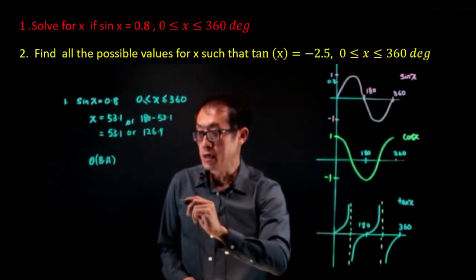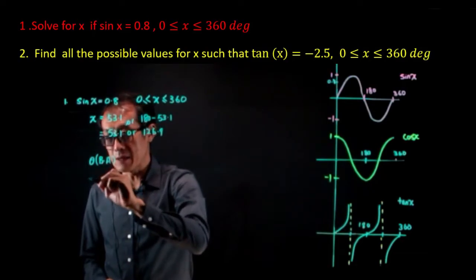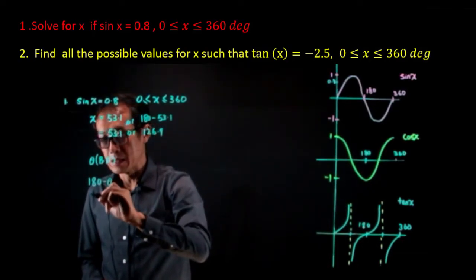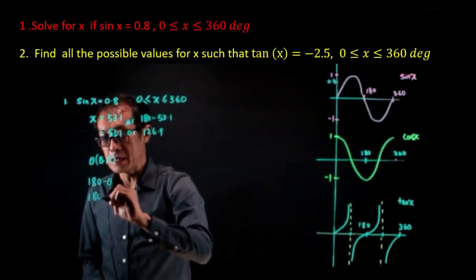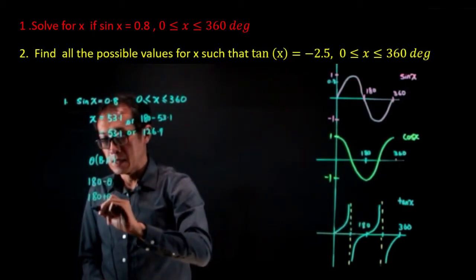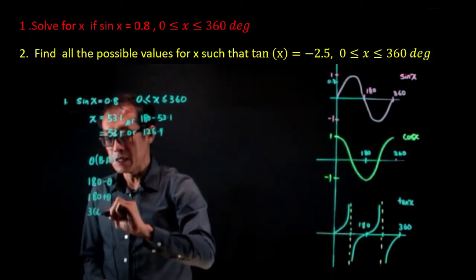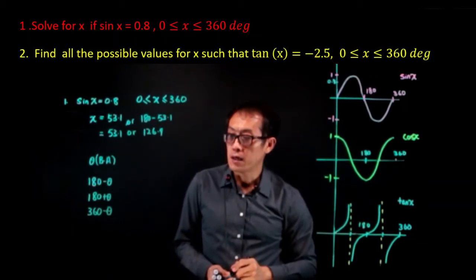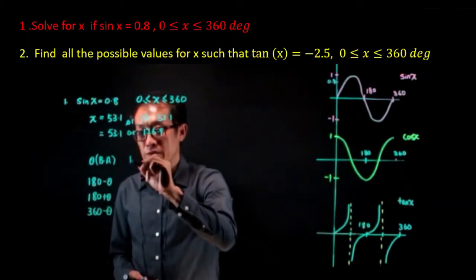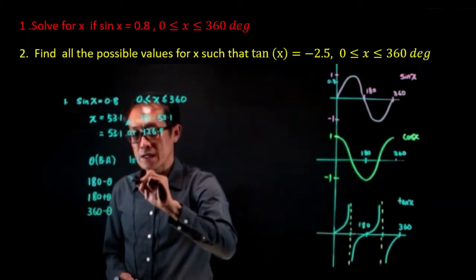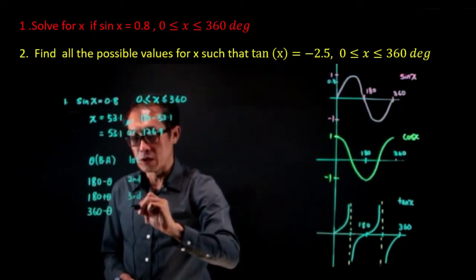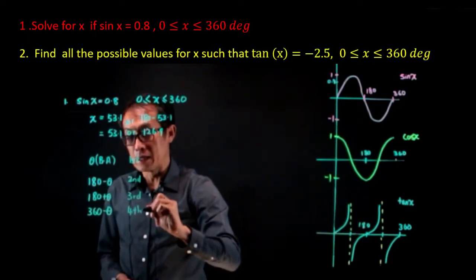It's always the same. The others that have the same theta as the basic angle will be 180 minus theta, 180 plus theta, and followed by 360 minus theta. If theta is in the first quadrant, then 180 minus theta is the angle in the second quadrant, 180 plus theta is the angle in the third quadrant, and 360 minus theta is the angle in the fourth quadrant.